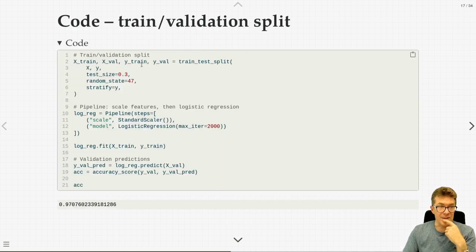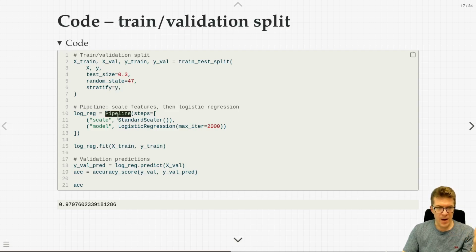This is where we do the train test split. We have 30% for validation. We have a random state. We do stratification, just making sure that the balance of positive and negative cases is more or less consistent in the training set and the test set. So it's stratified according to y. That's our class label.